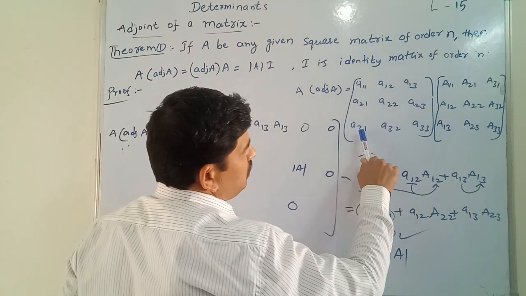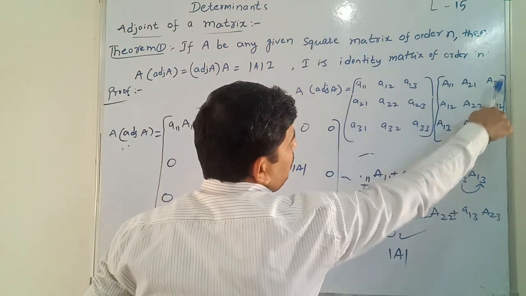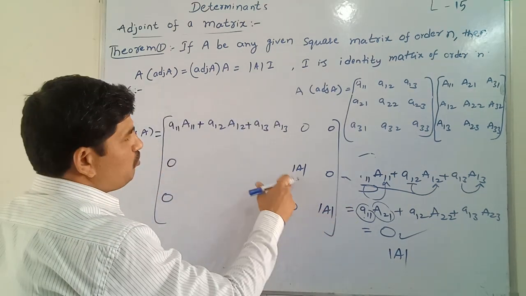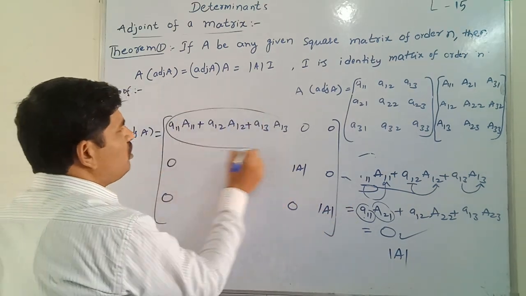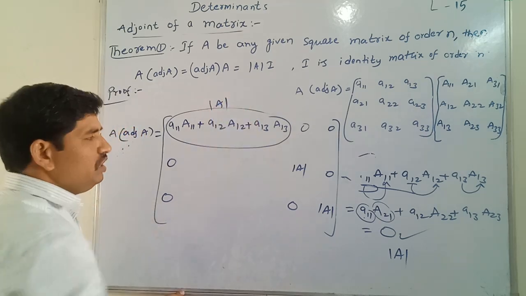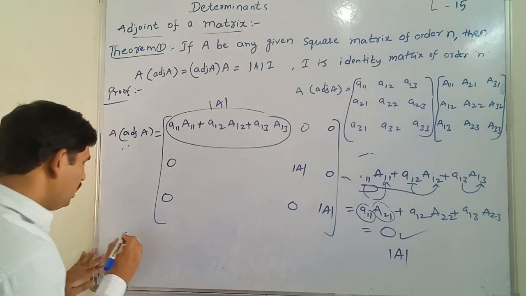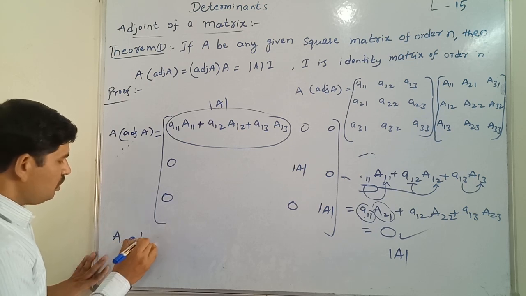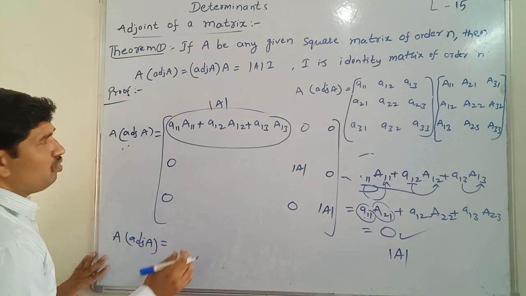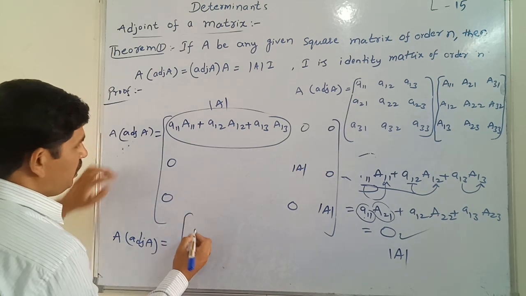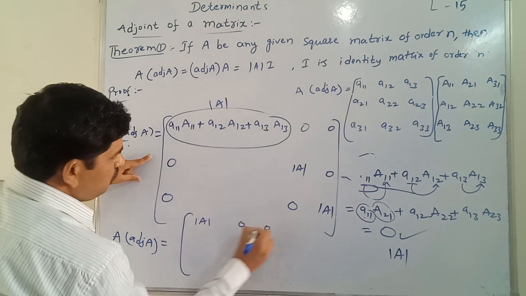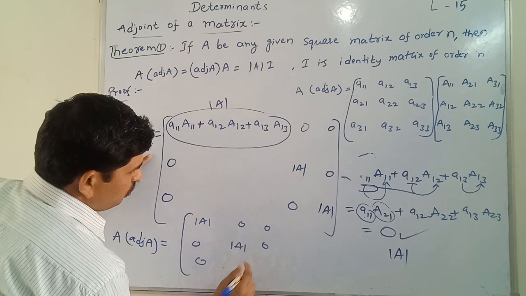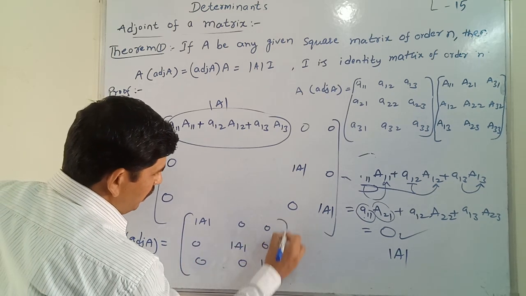Next, the third row with the third column, means this is the determinant of A. This is the determinant of A, and this total part we can write as determinant of A only. So finally I will write here A into adjoint A. A into adjoint A is equal to the matrix with determinant of A on the diagonal and 0 elsewhere: determinant of A, 0, 0; 0, determinant of A, 0; 0, 0, determinant of A. Yes or no?